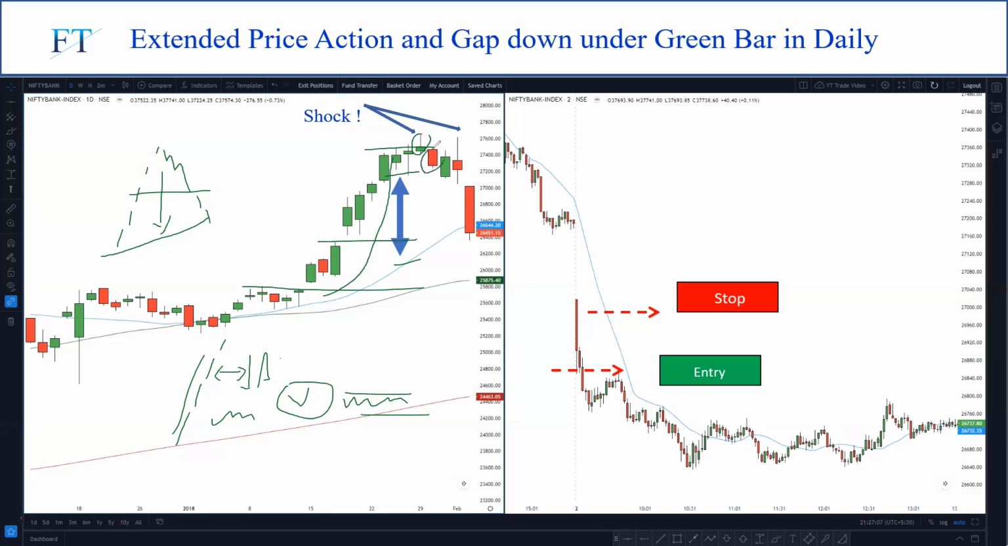The next day is a follow through of this topping tail. We have moved down. Then we have a gap down, which reverses back up. Now, this bar again has given some kind of hope to the bulls that still some steam is left in this market, and prices might again resume its trend to the upside.